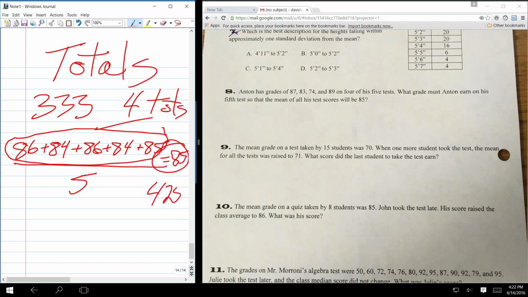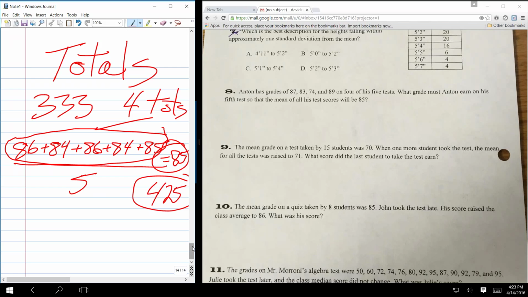That number is 425. In other words, for me to average an 85 in the class, I've got to score a total of 425 on my 5 tests. Well, what did I score on 4 tests? Totals. 300. You scored 333. So what must I score on the 5th test to get totals of 425? 92. Correct. And that's the way you do average problems.